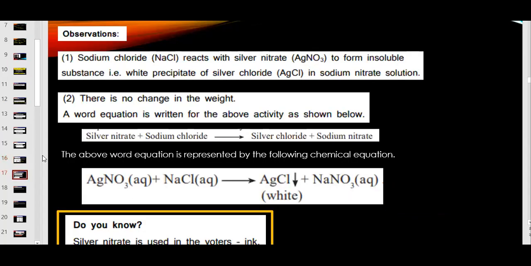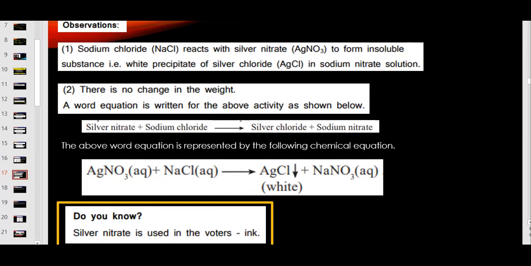Okay, so according to that reaction, the first observation we can see is that sodium chloride, NaCl, reacts with silver nitrate when you mix them, to form an insoluble substance. It will give you a white precipitate of silver chloride, AgCl, in sodium nitrate solution. Earlier I told you the convention: if a precipitate is formed, then in the reaction we have to show the arrow pointing downward. Okay, so here is the reaction.